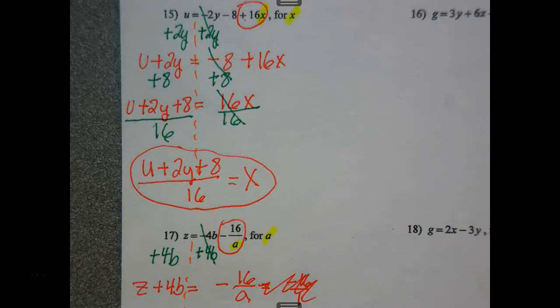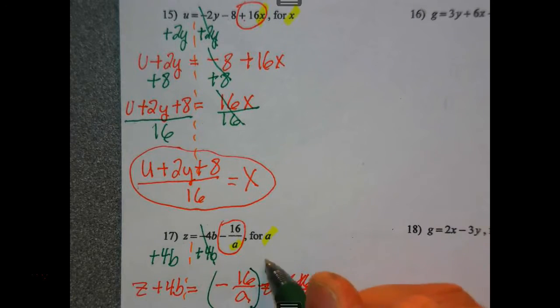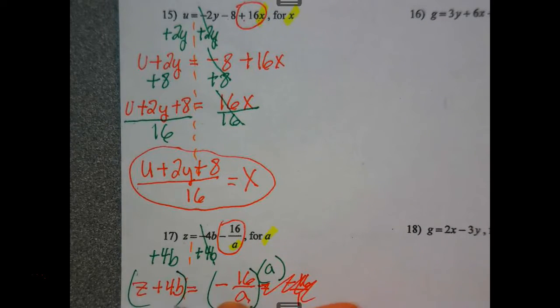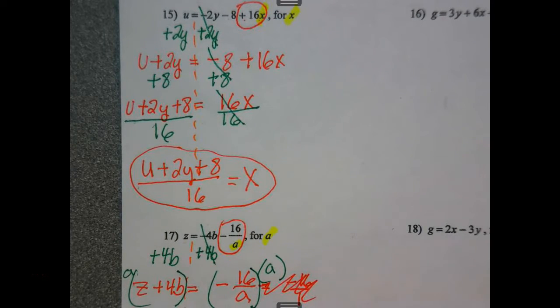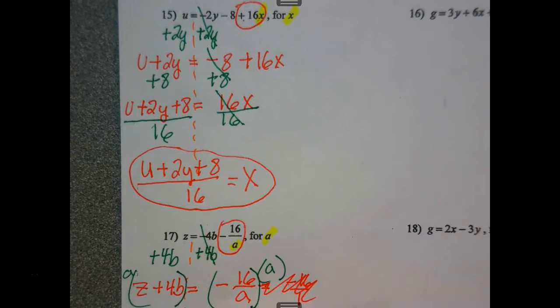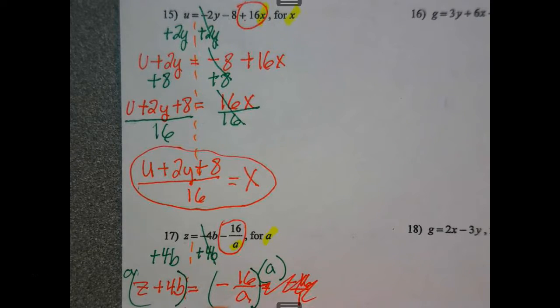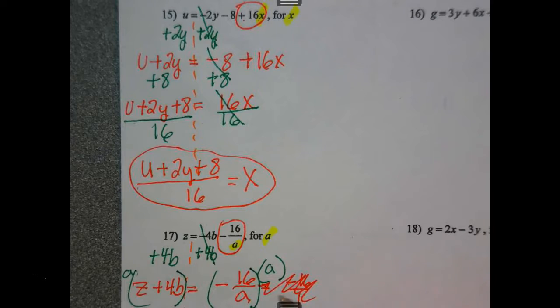Let's do it the other way. It's less complicated. So I'm going to multiply both sides by a. So I get a times z plus 4b equals, these a's cancel, I get negative 16.